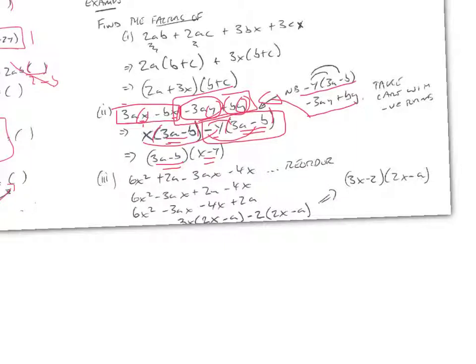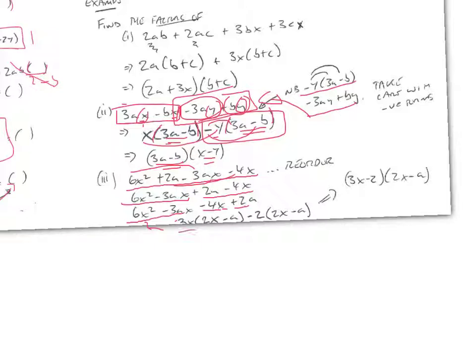Now for this example, 6x squared plus 2a minus 3ax minus 4x, and we'll reorder these. We'll just note that maybe our 6 and our 3 are good together, as are our 2 and our 4. So we'll rewrite that as 6x squared minus 3ax plus 2a minus 4x. So we can reorder that further: 6x squared minus 3ax, minus 4x plus 2a. So we have our x term and our a term, our x term and our a term.